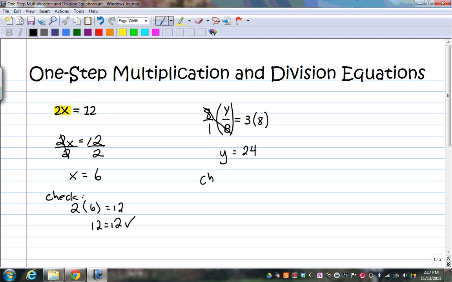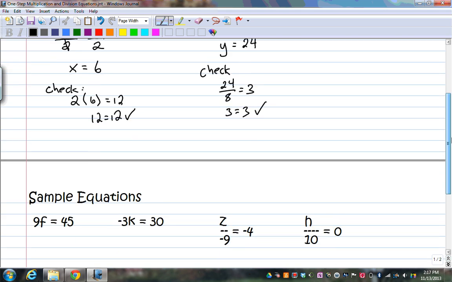And then I'll perform a check step. I'll take 24 and put it in place for y. 24 over 8 should be equal to 3. 24 over 8 means 24 divided by 8. 3 is equal to 3. And it works. It's beautiful. Let's move on, shall we?